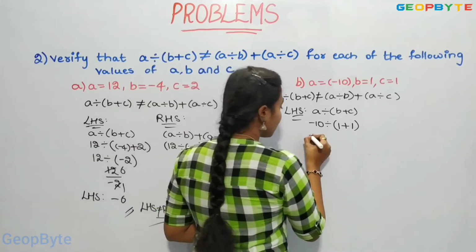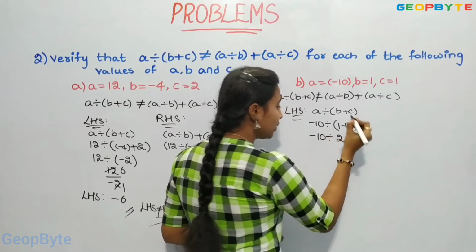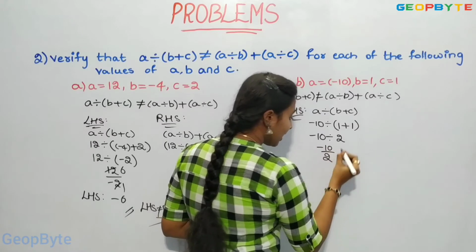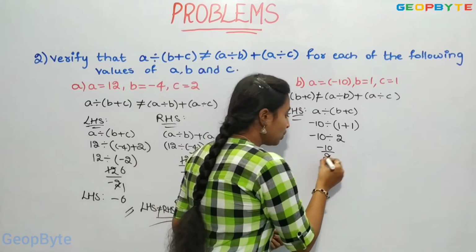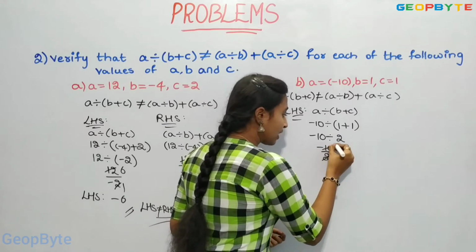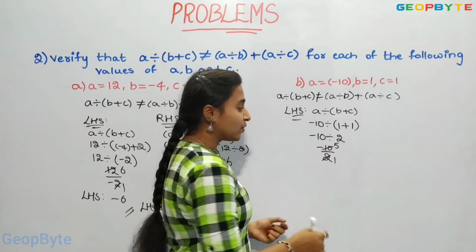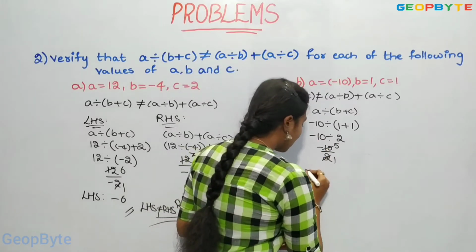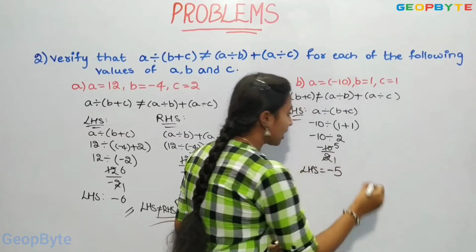Let us solve. 1 plus 1 is 2. So we can write it like this. Now minus 10 by 2. 2 ones are 2. 2 fives are 10. We got minus 5 by 1. That is, 5 by 1 is 5. We have the minus sign. So LHS we got as minus 5.